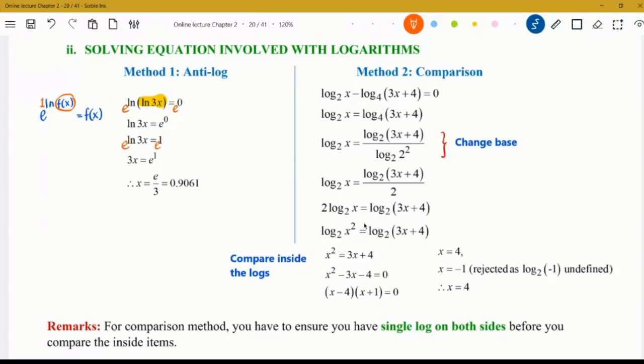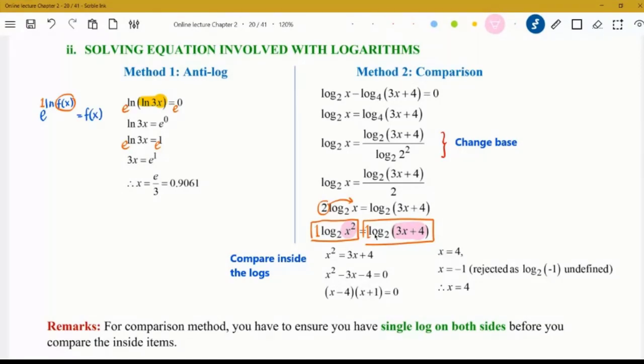Before we compare the log, we have to bring up the power first, so there is going to be a single log on the left hand side. Selagi bukan single log kiri kanan, kamu tak boleh compare. Make sure the coefficient for the log is single, which is 1, and then kiri kanan adalah single log. Baru kita boleh compare by taking the inside of the log. So it's going to be x squared equal to 3x plus 4. Then we have the quadratic equation, and then we have to factorize.